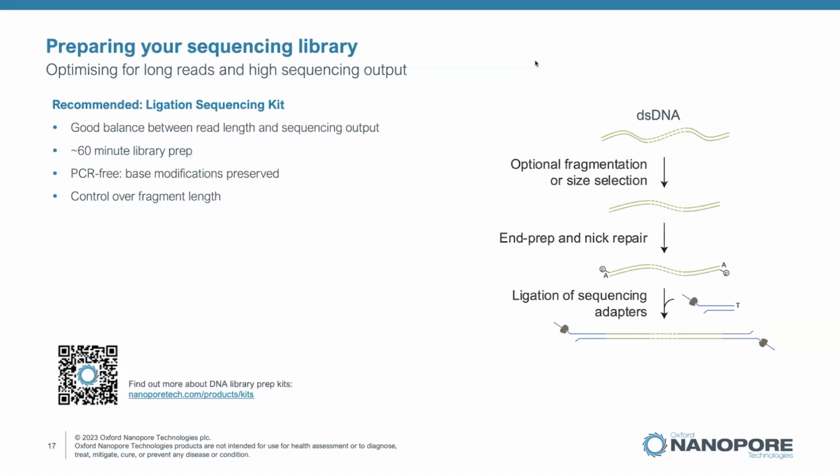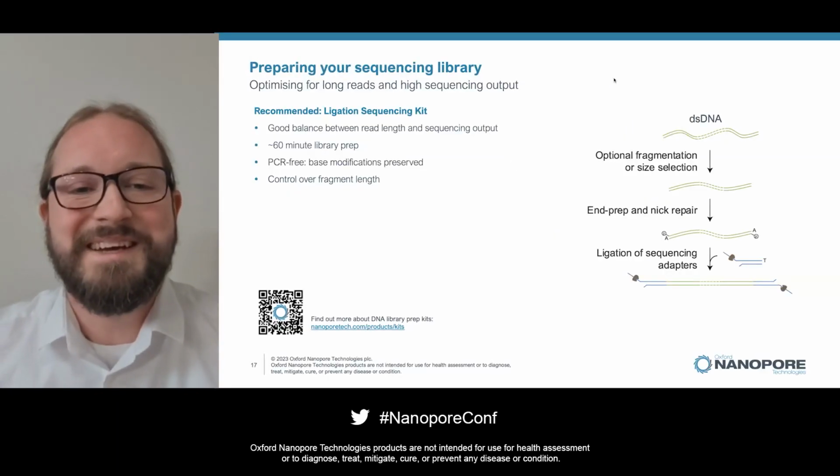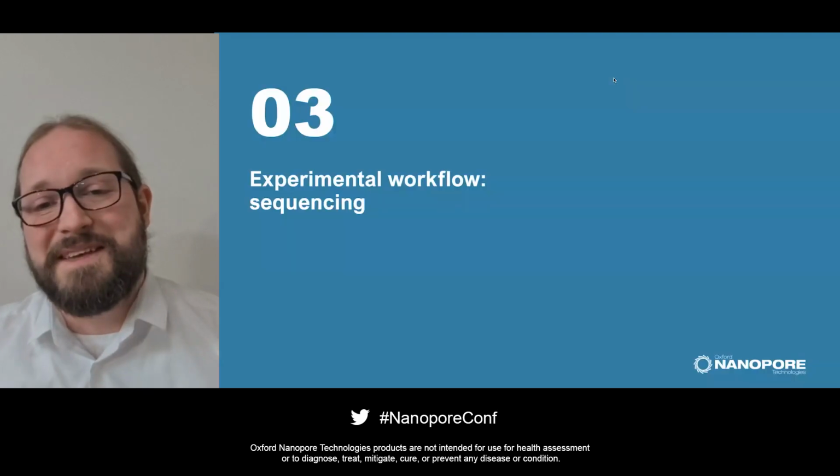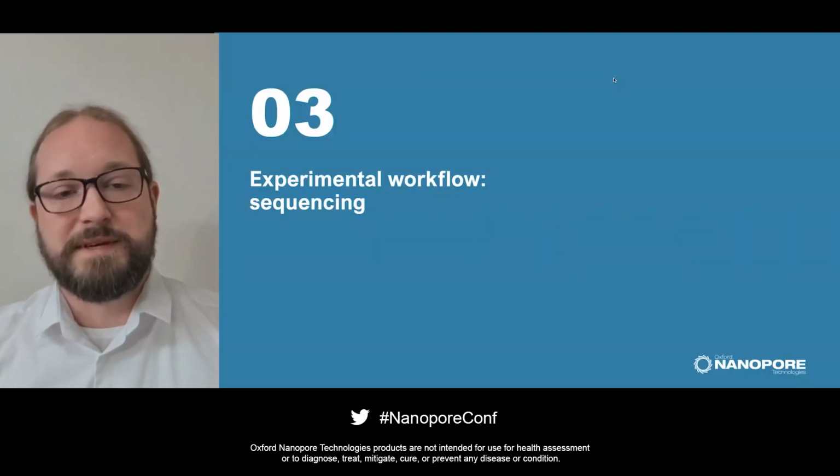Just as a reminder, it's a roughly 60 minutes prep. It's PCR free, so you don't have any biases, and you maintain the modifications, and you have good control over your fragment length distribution, so it perfectly fits the bill here. There's not much more to say about it really in this case. The only thing is that if you have your prepared library, obviously you can move on to sequencing.